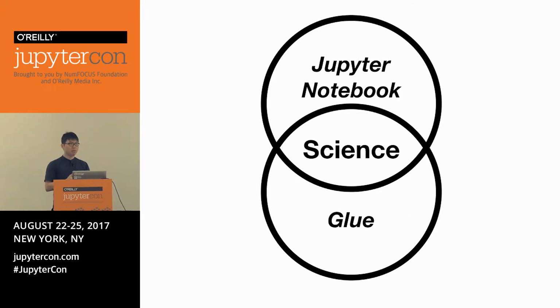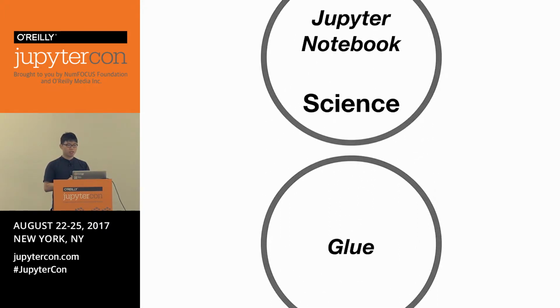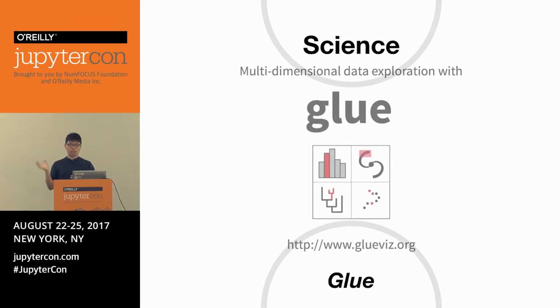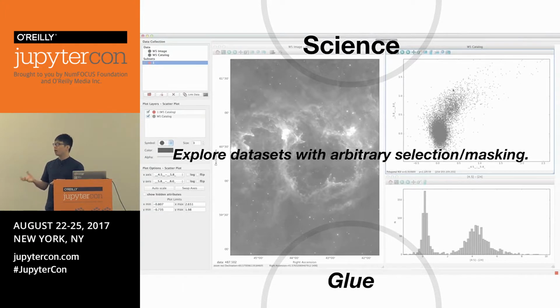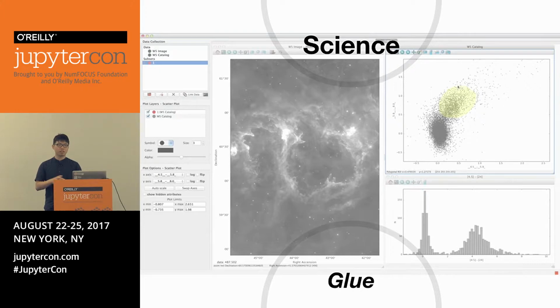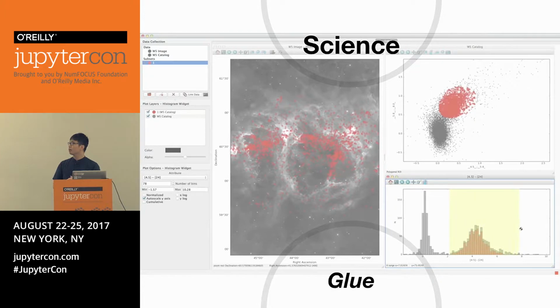Some of you might have heard of it. I'll give a brief introduction. It's a GUI initiated by Chris Bowman, who's at Netflix now, and is now actively being developed by Tom Robitaille. It links different data sets. That's why it's called Glue. So here we have an astronomical image and a catalog of a few thousand stars. And then you can make different plots of it. You can explore the data sets by arbitrarily selecting on the plots you make.